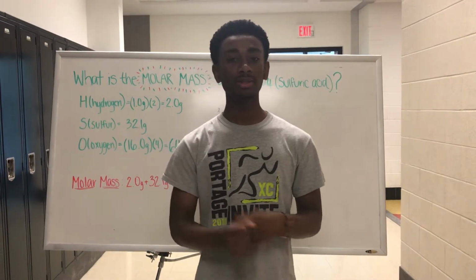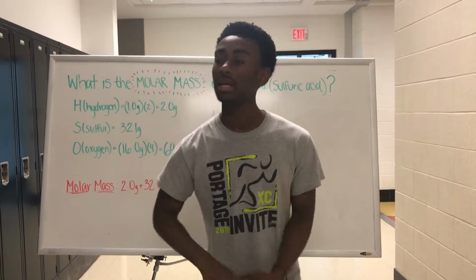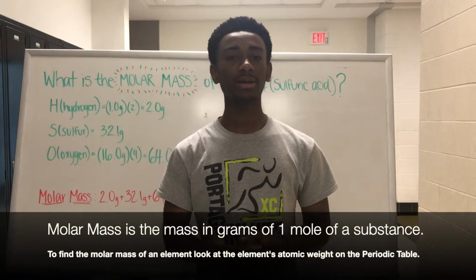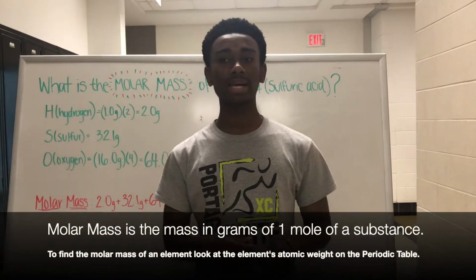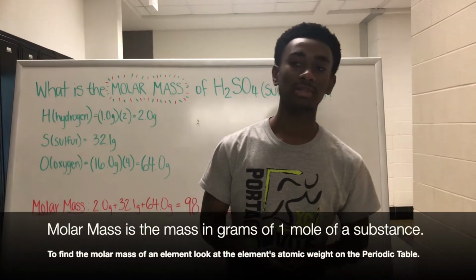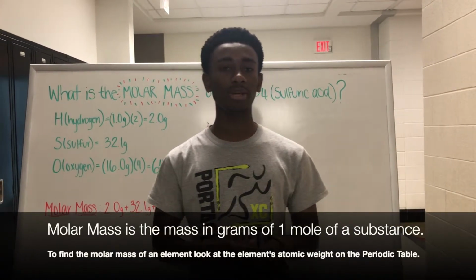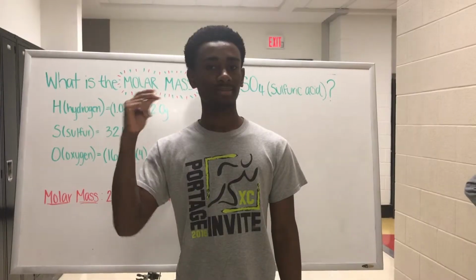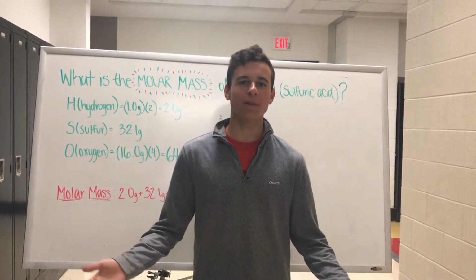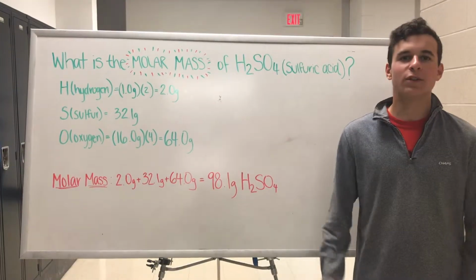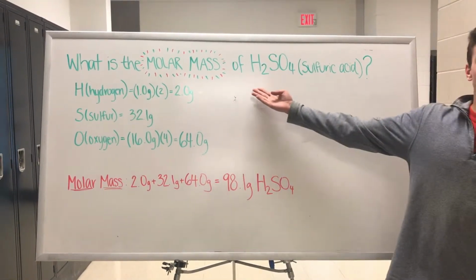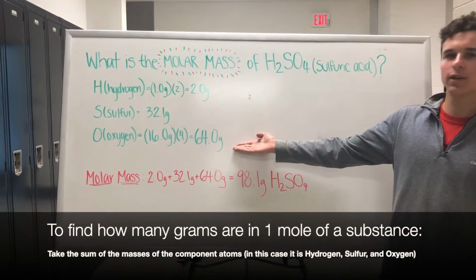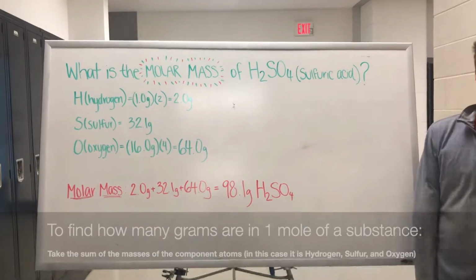Now that you've learned about dimensional analysis and what a mole is, let's talk about molar mass. Molar mass, also called molecular weight, is the mass in grams of 1 mole of a substance. To find the molar mass of an element, we need to look at the periodic table. Hey, I'm not the guy before, but I can still help you. So now, we're going to find the molar mass of sulfuric acid, and to do that, we're going to find the individual weights of all of the component atoms.